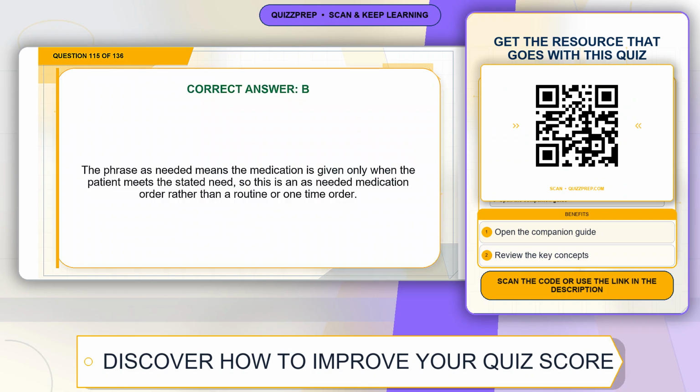Explanation. The phrase as needed means the medication is given only when the patient meets the stated need, so this is an as needed medication order rather than a routine or one-time order.